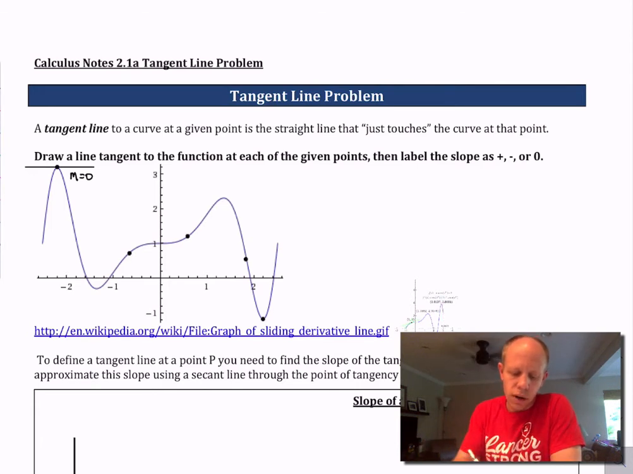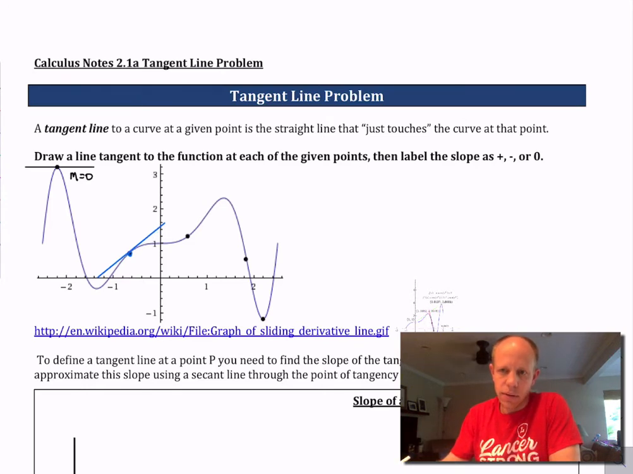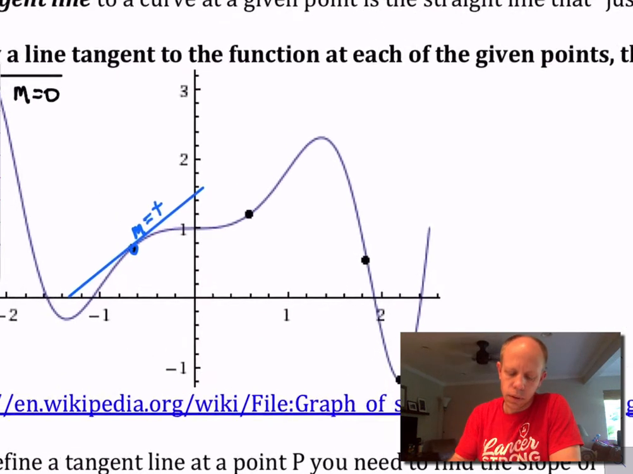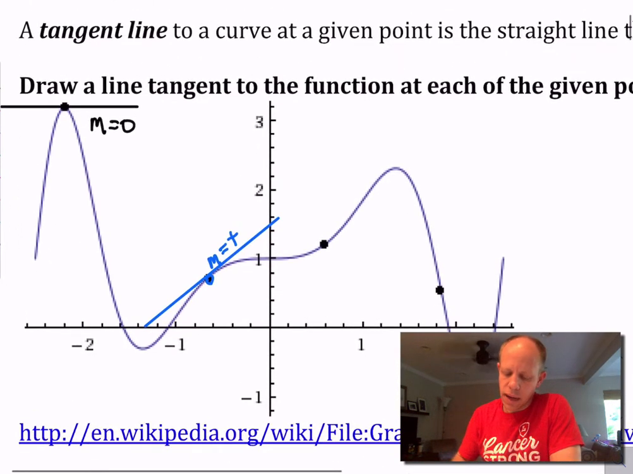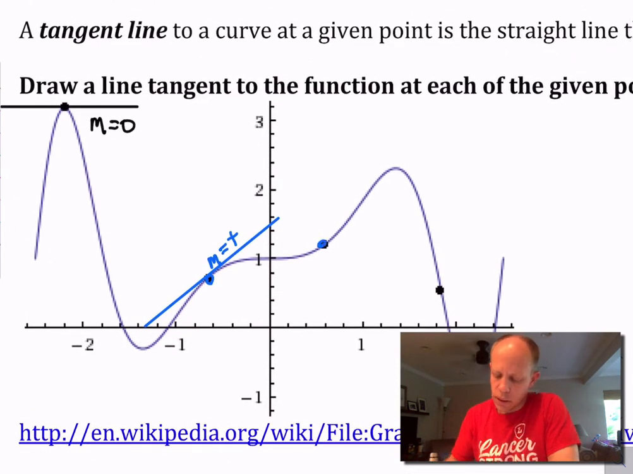If we come over to our next point right here, if we draw that tangent line, let's just be careful. We come and we just barely touch the curve, and then we get the line right there. So in this case, our slope is going to be positive. So I'm going to say m is positive. Okay. Now if we look at our next one, at this point, let's go ahead and try to draw that. So it comes in and just touches, and our slope is still positive here.